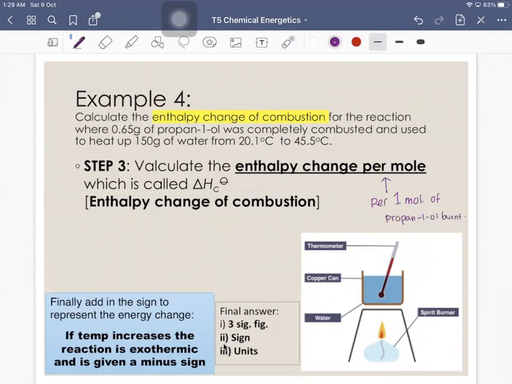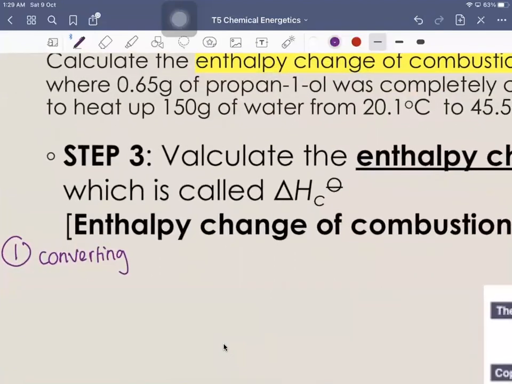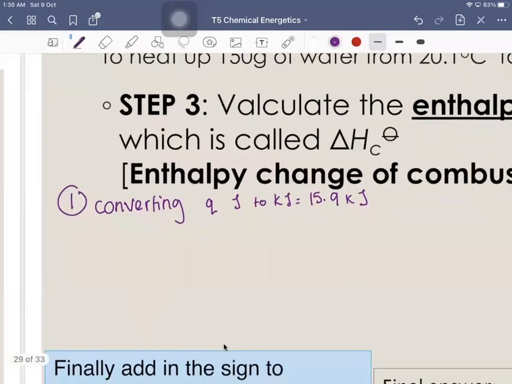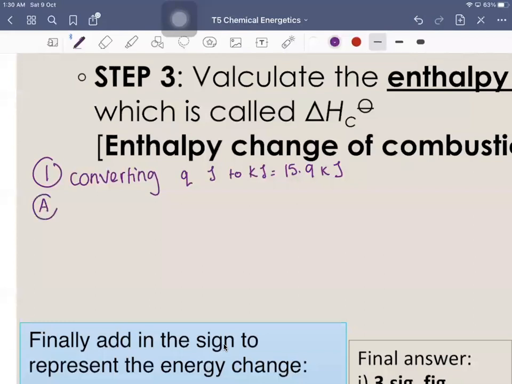There are two ways of doing this. But first things first is converting Q from joules to kilojoules. In this case, I divide it by 1000 to get 15.9 kilojoules.